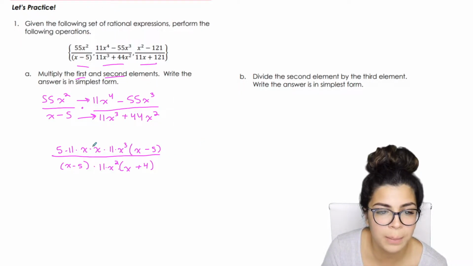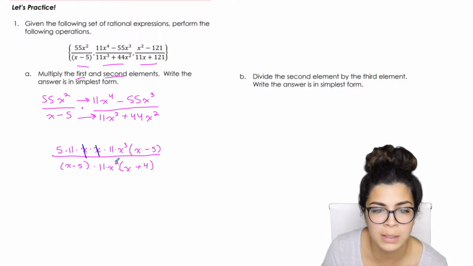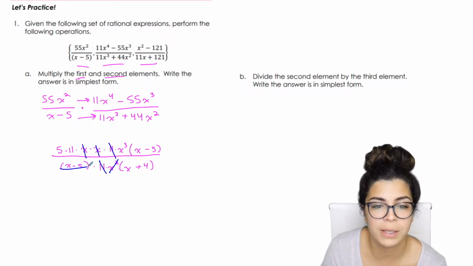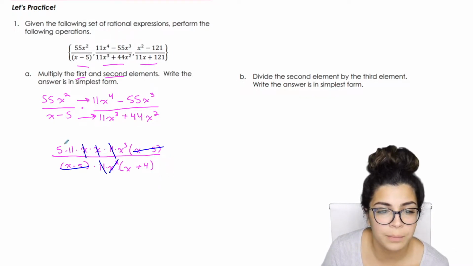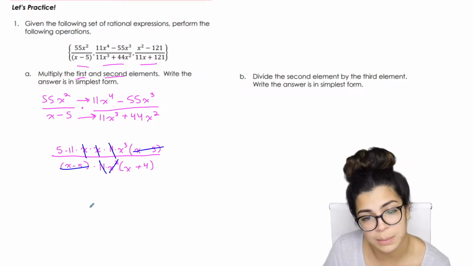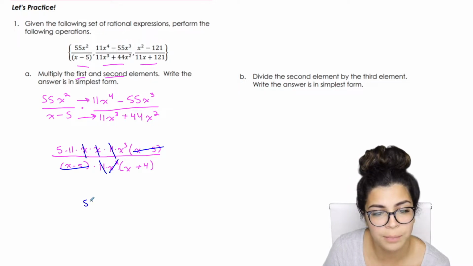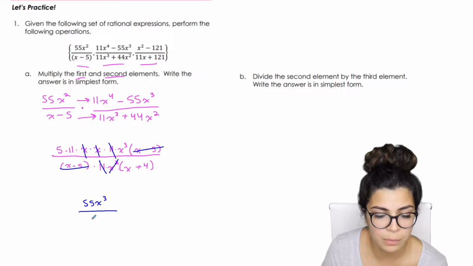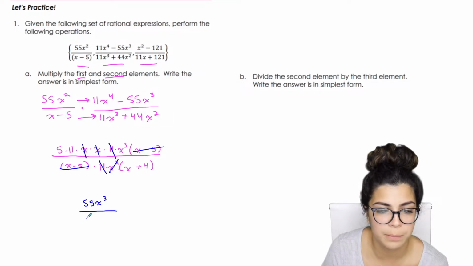Well, we have 2 copies of x here, which would cancel out with these 2 copies of x. And we have an 11 that cancels out with this 11. And we have x minus 5, which cancels out with x minus 5. So in the numerator, we end up with 5 times 11 times x cubed, which is 55x cubed. And in the denominator, we just have x plus 4.